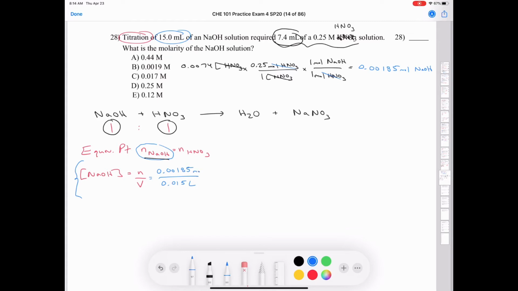0.00185 moles of sodium hydroxide divided by the volume, 0.015, oops, I'm missing a sig fig there, 0 liters. I plug that into my calculator and I end up with, what do I end up with? I end up with 0.12 molar. There we go, 0.12 molar. There should only be 2 sig figs in the final answer because there's only 2 sig figs in this volume and there's only 2 sig figs in this concentration. So technically I could have reported that to 2 sig figs, but when you round the answer, you get 0.12 molar, which is E.